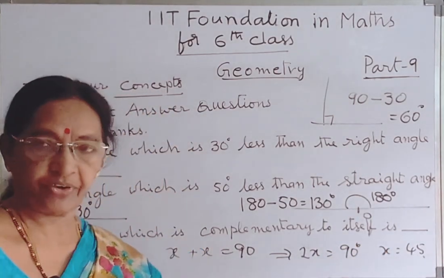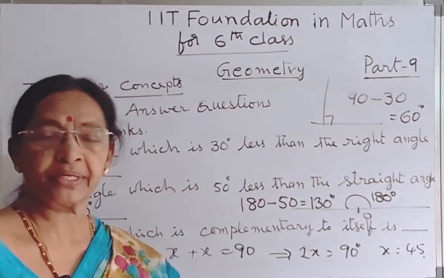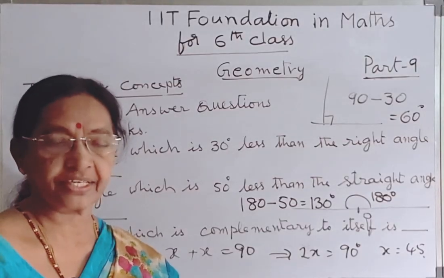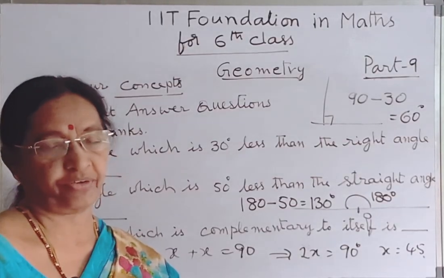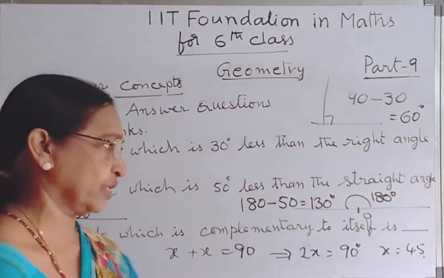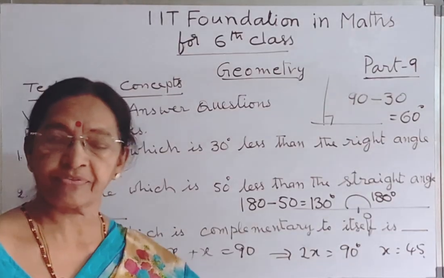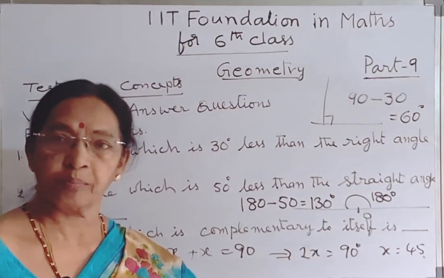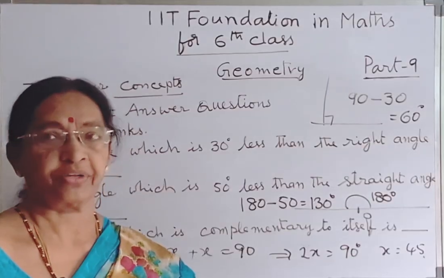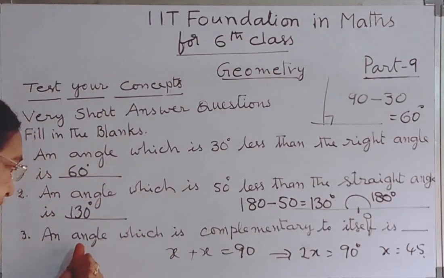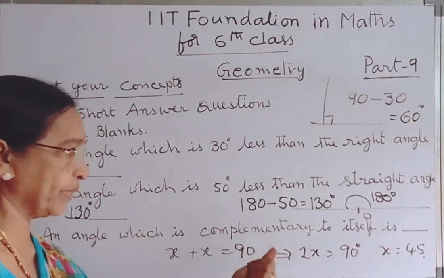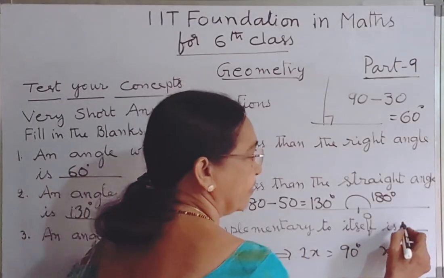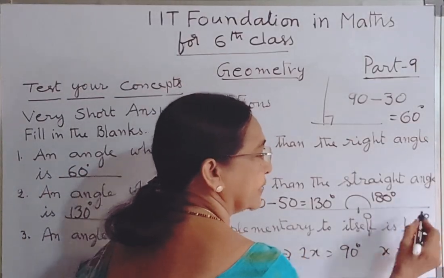So 45 degrees. The complementary angle for 45 degrees is itself 45 only. 45 plus 45 is equal to 90 degrees. That is, for 45 degrees its complementary is also 45 degrees. So an angle which is complementary to itself is 45 degrees.